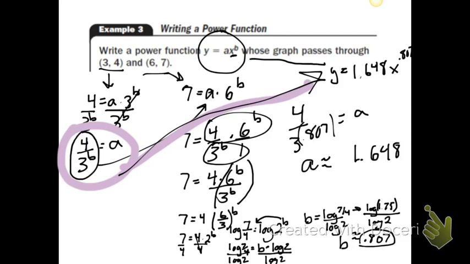0.807. So not a very easy problem. Actually, you would think that doing a power function would be easier than the exponential, but it's kind of tricky with this whole log business down here, and realizing the power of a quotient property that we had to use right in here.